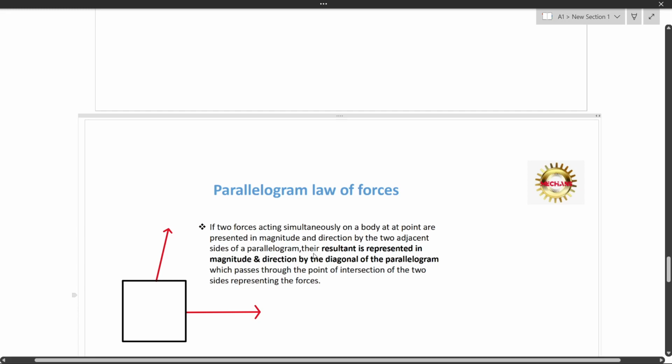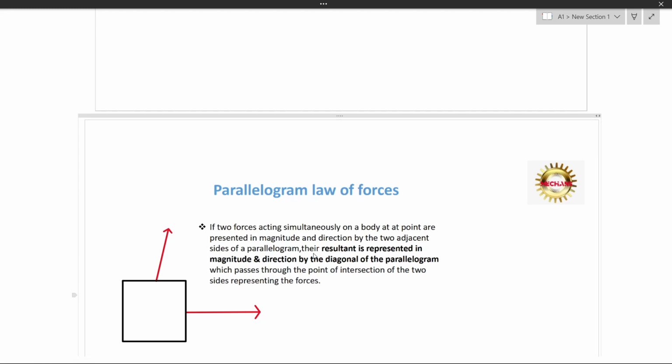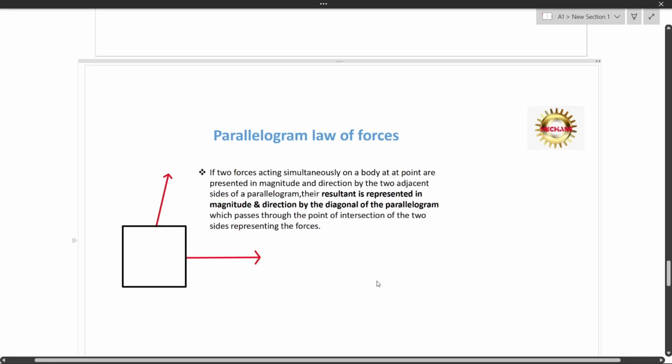Resultant is nothing but, when two or more forces act on a body, those multiple forces can be converted into a single force, which gives the same effect as those multiple forces. Same effect means in magnitude and direction, the values should be the same.